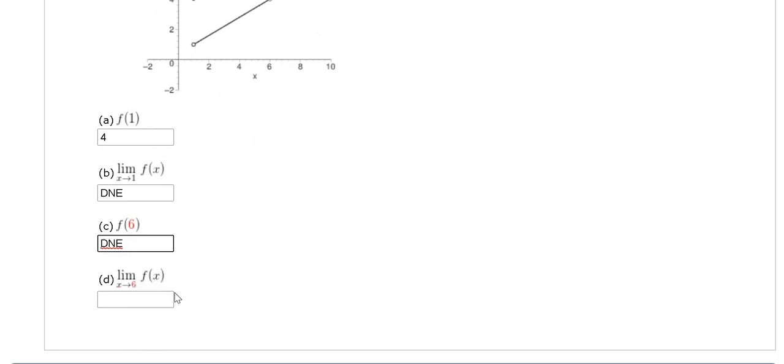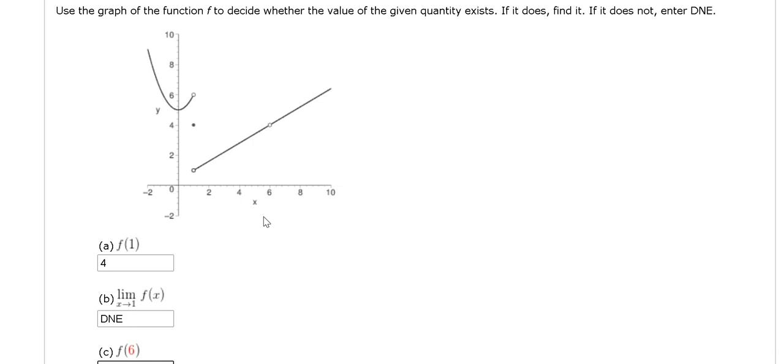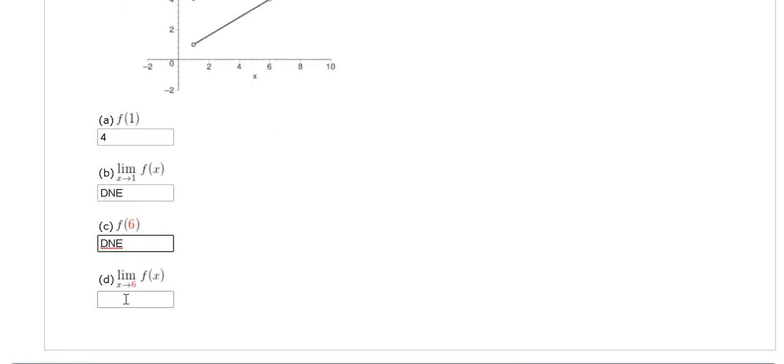Now we have to compute the limit as x approaches 6. Well, as before, we'll approach from the left and from the right. So from the left, as x approaches 6, the y value approaches 4. So even though there's a hole, we don't care about what happens at x equals 6. We only care about what happens when we're close to it. So from the left, we get 4. Likewise, from the right, you can see we also get 4. Therefore, the limit is equal to 4. So in this case, it's 4.